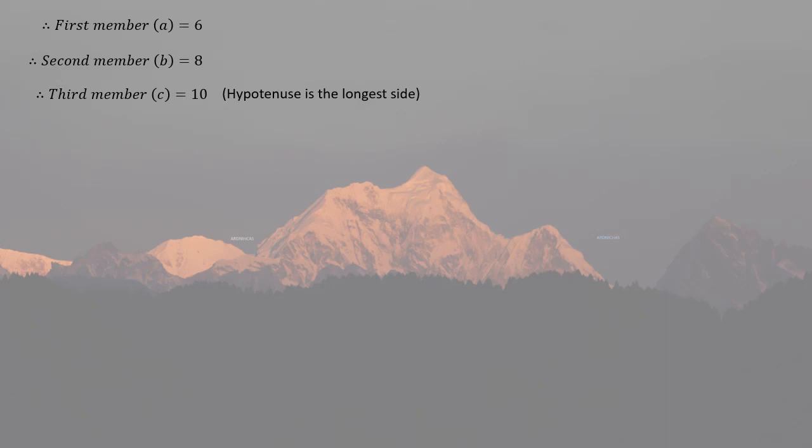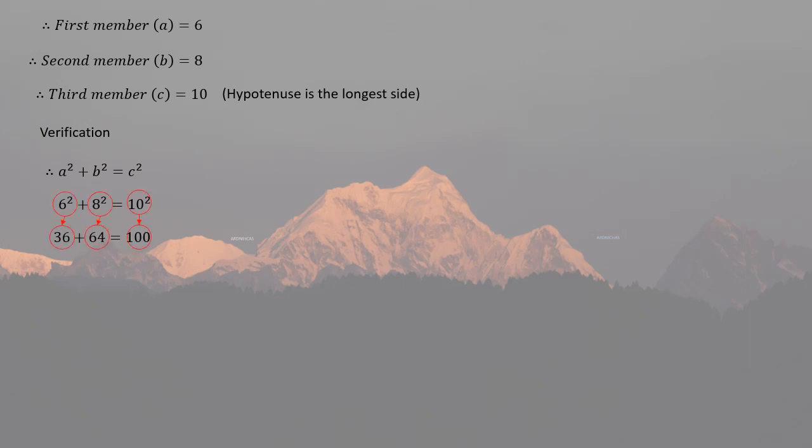The Pythagoras theorem says that a square plus b square equals c square. We are verifying whether 6, 8, 10 are the Pythagorean triplet or not. So we'll replace the value of a, b and c by 6, 8 and 10 respectively. So we get 6 square plus 8 square equals 10 square.